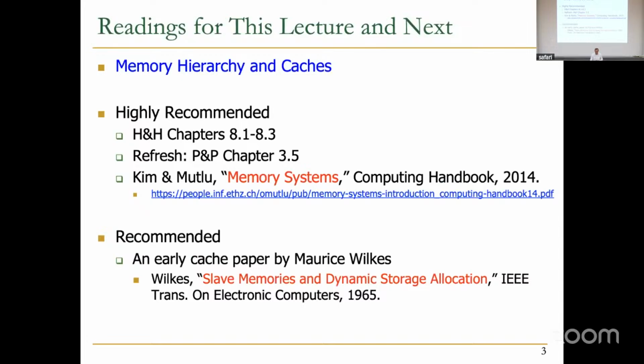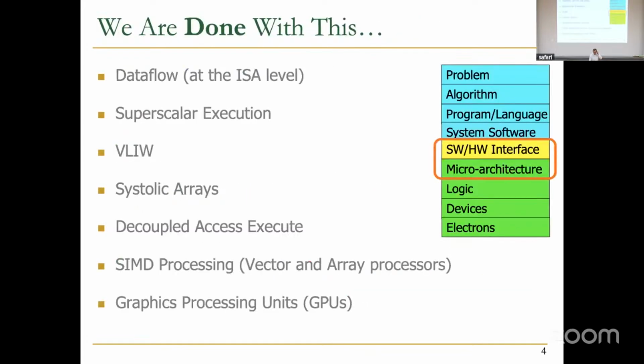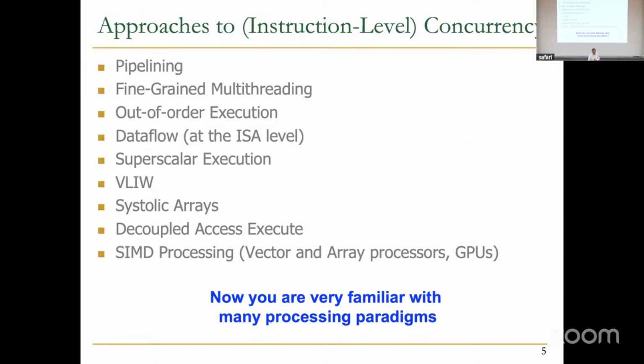So these are some readings for this lecture and next. You can see some recommended readings. You can find them. So basically, before we jump into this, essentially, we're done with execution models. We're done with a lot of interesting things. These are all compute-centric models. We covered a lot of processing paradigms. Now you're familiar with many of them, which is good.